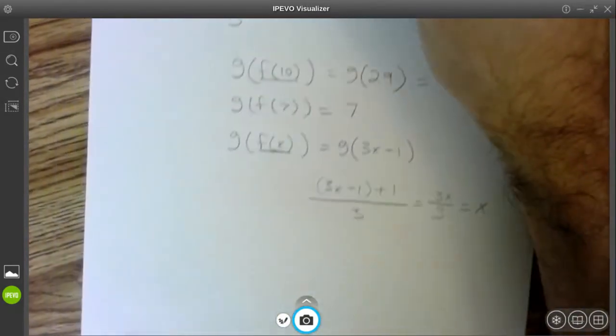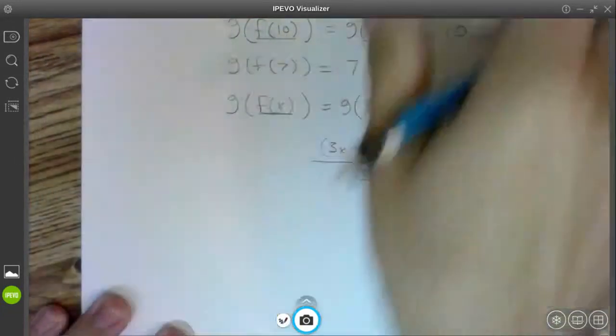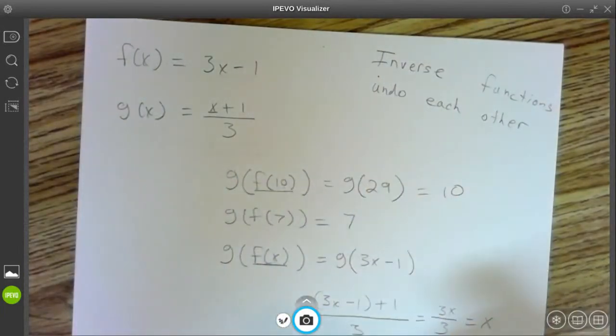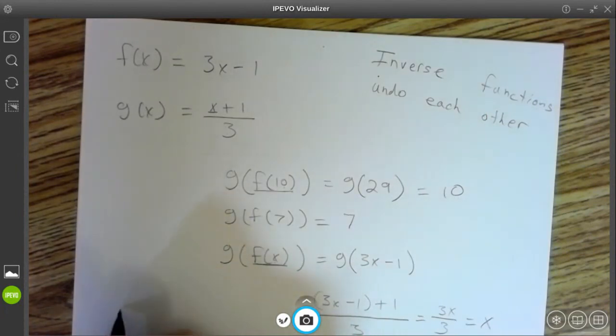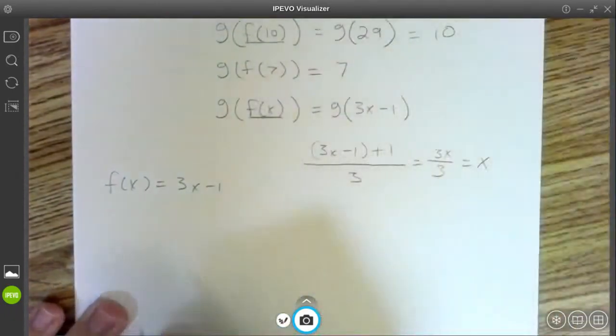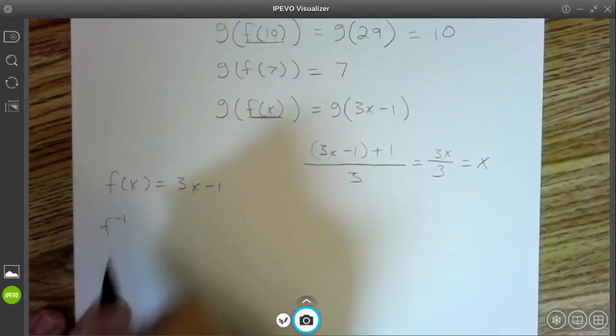The notation here: I know I've been using g of x to represent the inverse. The actual notation for a function's inverse: if I say that f of x is equal to 3x minus 1, to represent its inverse, the notation they use is a little negative 1 there.